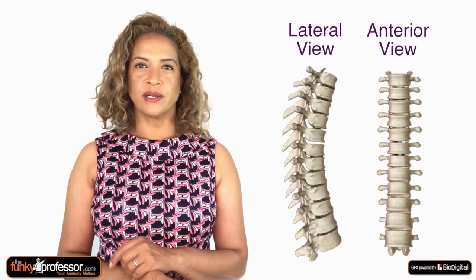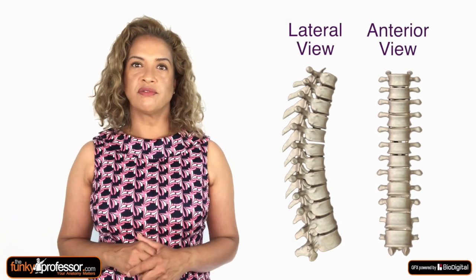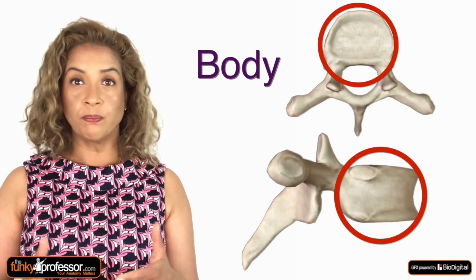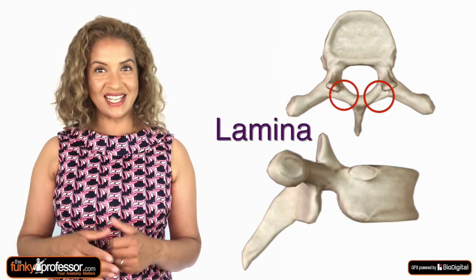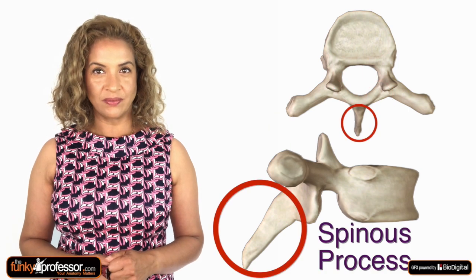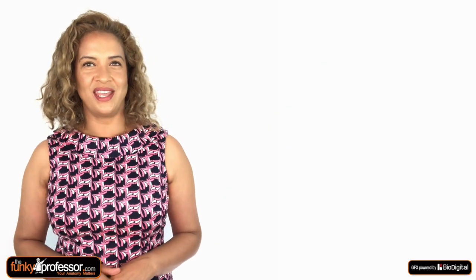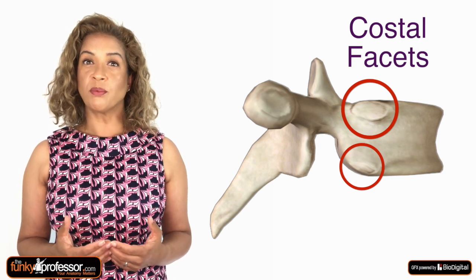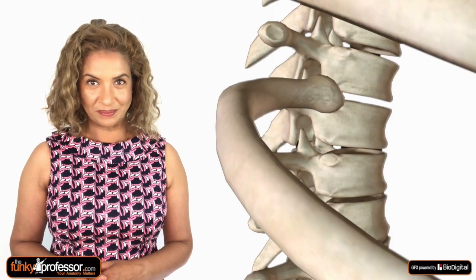The answer to question 4 is a thoracic vertebra. There are 12 thoracic vertebrae, and like the other vertebrae, they have a body, a pedicle, and a lamina that connects it to the spinous process. But the giveaway clue here was that the thoracic vertebrae have costal facets that provide attachment to the ribs.